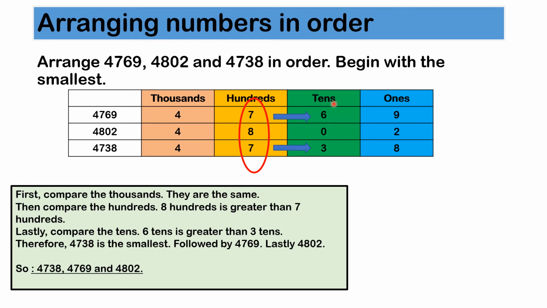So we have 6 tens and 3 tens. You know that 6 tens is greater than 3 tens. Therefore, since 3 tens is smaller, this will make 4,738 the smallest, followed by 4,769, and lastly, 4,802.